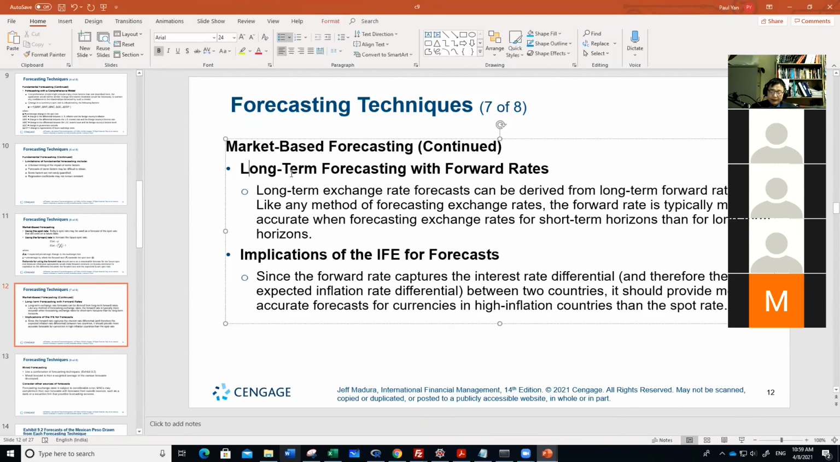Okay, so the basic idea is we use the forward rate because we observe the forward rate today. We observe both the spot rate and the forward rate. Then we can use the relationship between the forward rate and the spot rate to figure out what the market expectation is. This is the logic behind why we can use the forward rate to forecast.